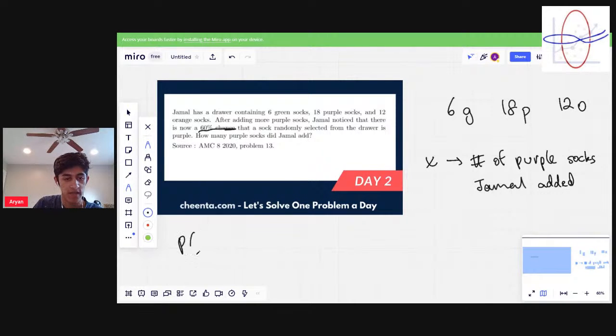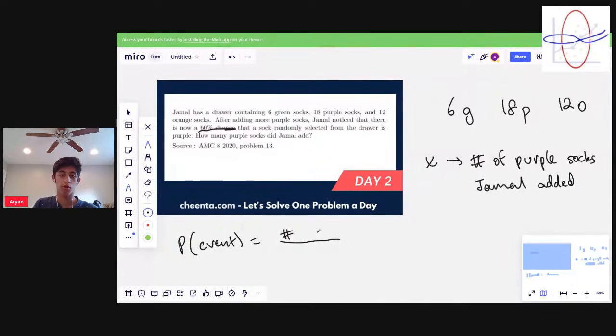And the probability of some event, as a quick refresher, is just a fraction, right? In the numerator, you have the number of ways you can get your desired outcome, divided by the total, right? So the desired outcome in this case is picking a purple sock, right? Because they're saying that it's a 60% chance he picked a purple sock.